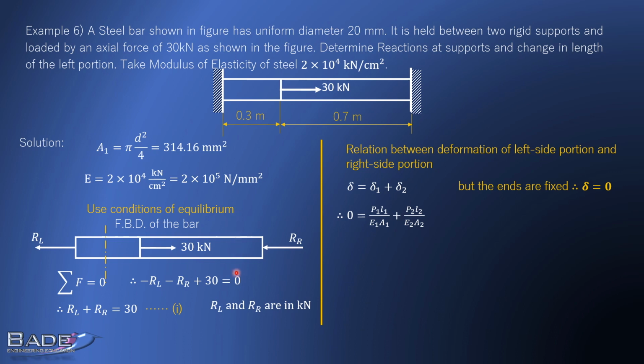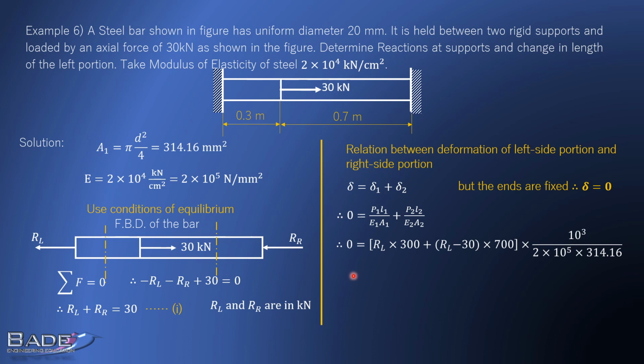So you may say that force on this portion is RR push, or you can say force on this portion is RL minus 30. It's better if you use RL minus 30, so that in this equation there will be only one unknown, and that is RL. So let's put the values.